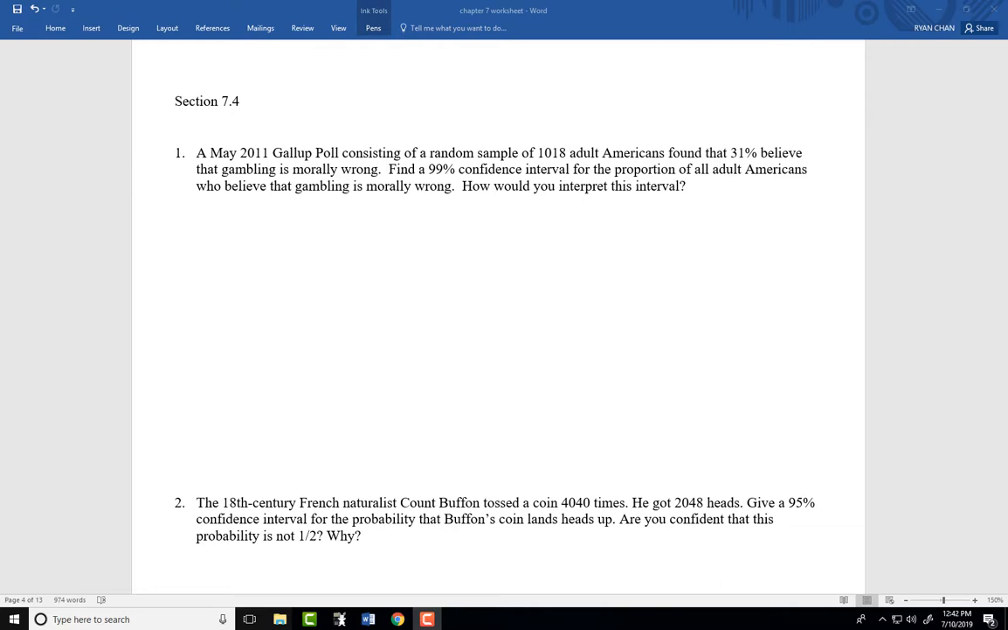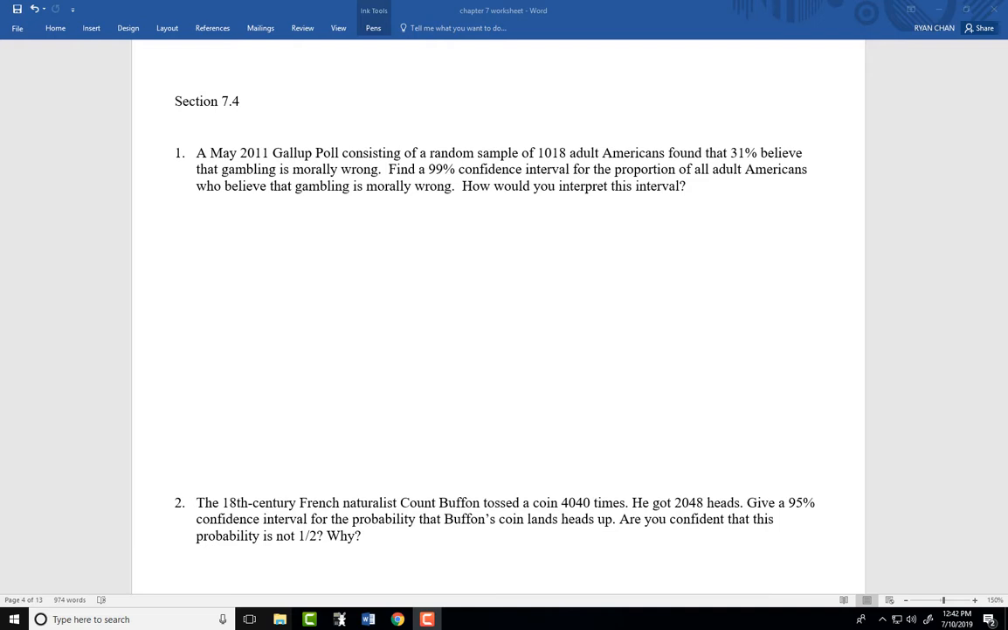Today we're going to finish the rest of Chapter 7, which is 7.4, what's called confidence intervals. Hopefully you looked at the PowerPoint. I'm going to do some additional problems for confidence intervals.